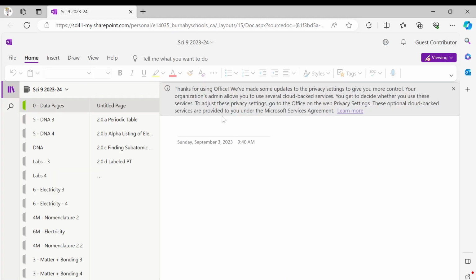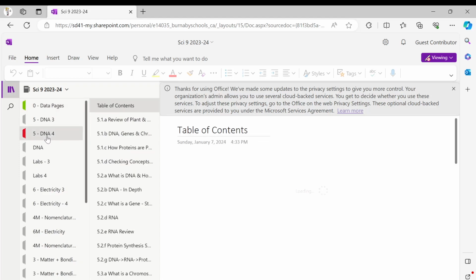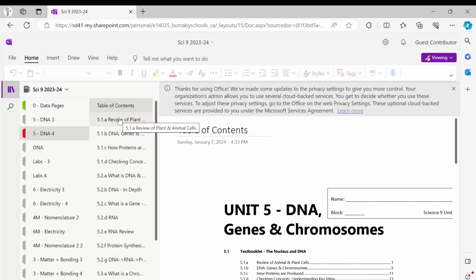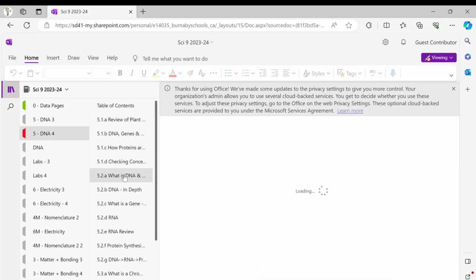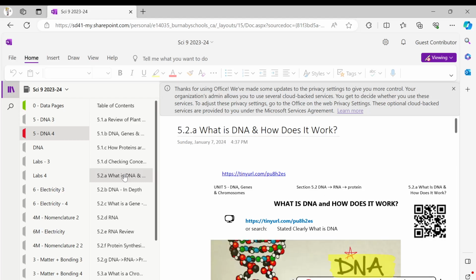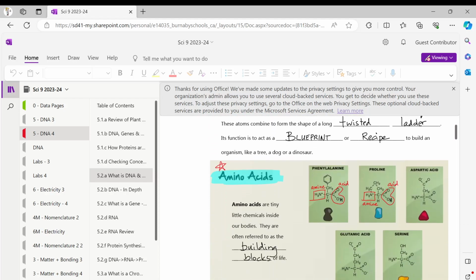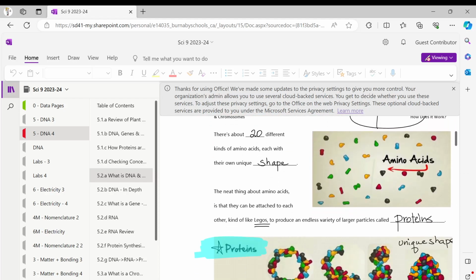Look at that. And I'm going to click on Science 9, 2023-2024, and I'm going to say, we are block 4 and we are studying DNA. So I'm going to click on DNA 4. Oh, there's my table of contents. If I want to go to 5.2a to see what those stars are, I can click on that. And it pops up with all the notes we've taken in class. Okay? So you'll be able to see where all those stars are.